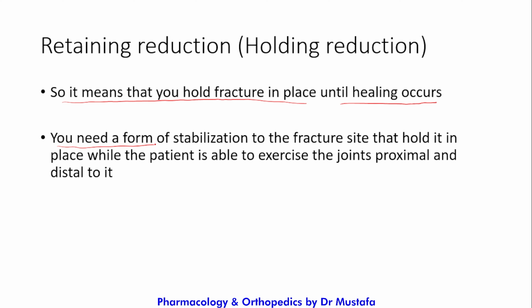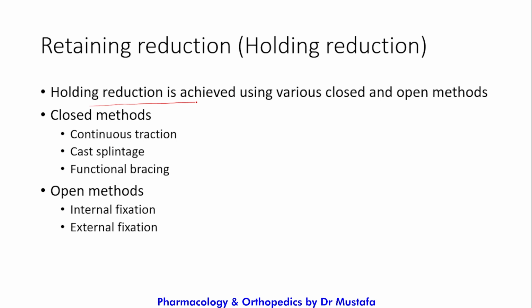And you need a form of stabilization to the fracture site that holds it in place while the patient is able to exercise the joints proximal and distal to it. Holding reduction is achieved using various closed and open methods. The closed methods are the continuous traction, the cast splintage, and the functional bracing. The open holding methods include the internal and the external fixation.